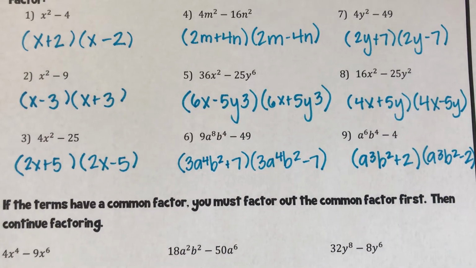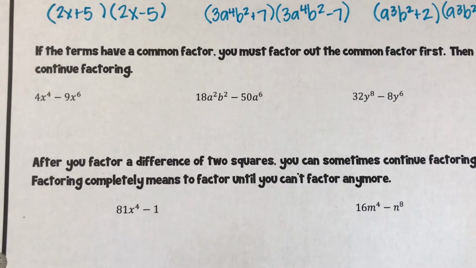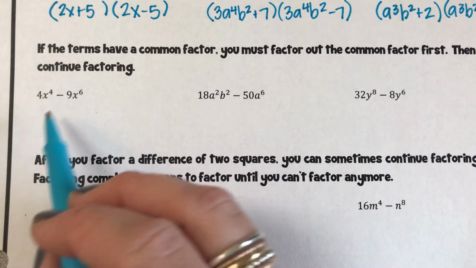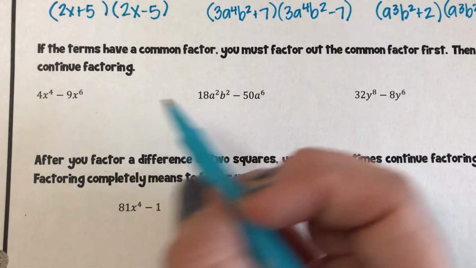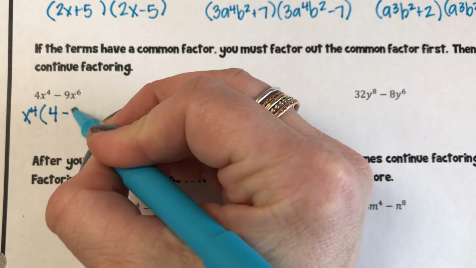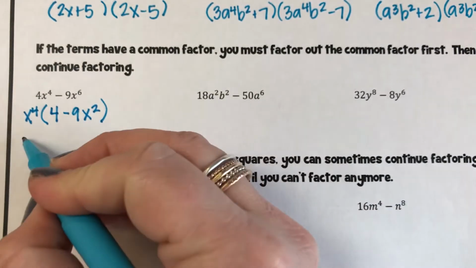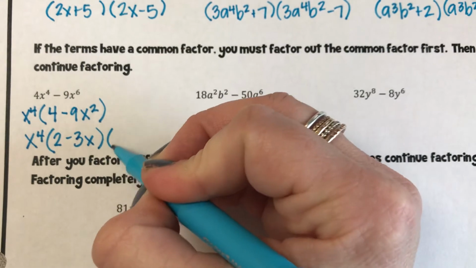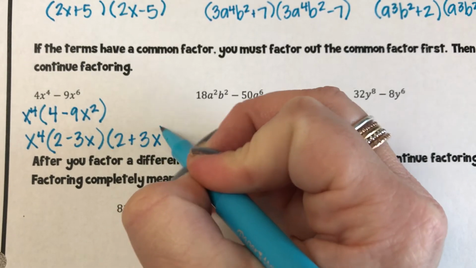Okay, so let's talk about if they have a common factor. We're going to factor that out first. There was one actually at number 4 above that had a common factor, but no worries. We'll start factoring those out here. So for example, what we worked on a few days ago, both of these are divisible by x to the 4th. So that would give you 4 minus 9x squared. So that would be x to the 4th, and then 2 minus 3x, 2 plus 3x.